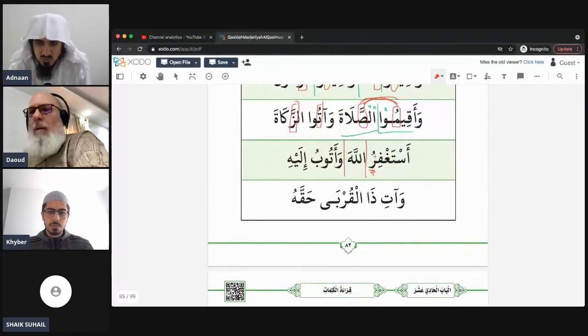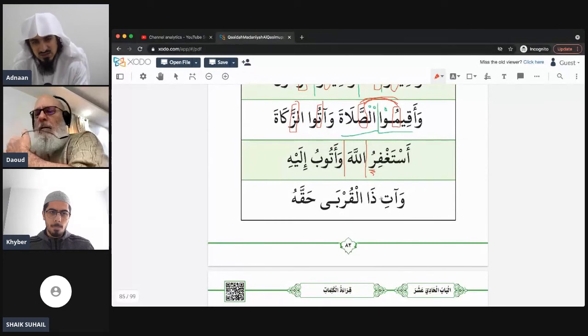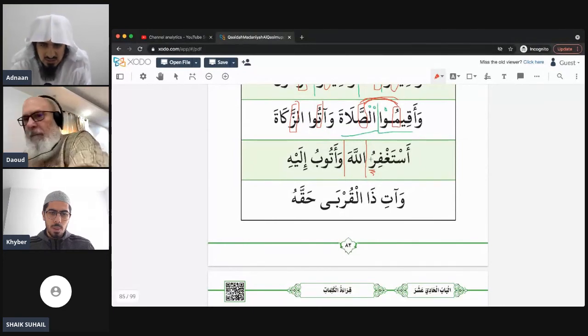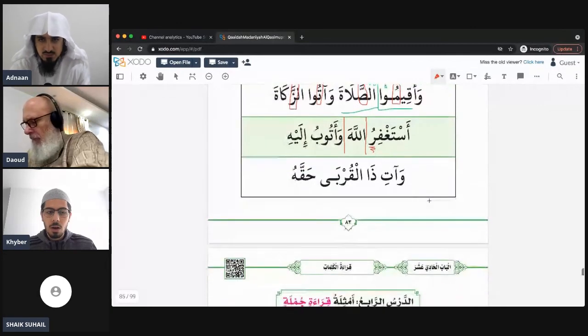Just so whoever's following, they have a good idea. Astaghfiru. How did you join the ra to the lam? Yeah, because the alif didn't have any haraka on it. Well done. So the ra was your letter here with a haraka, and you wanted to join, so you just looked for the next one with a haraka. Well done. Shall we have the last one for today?